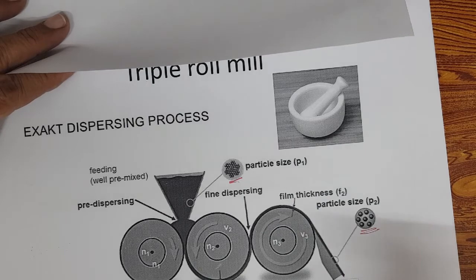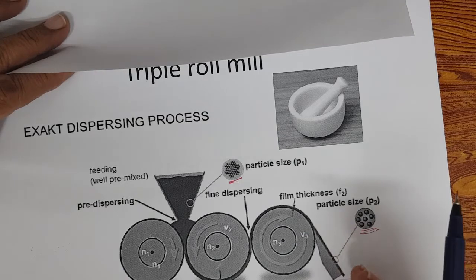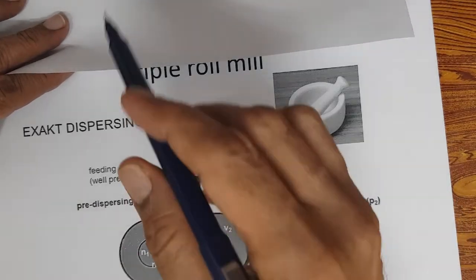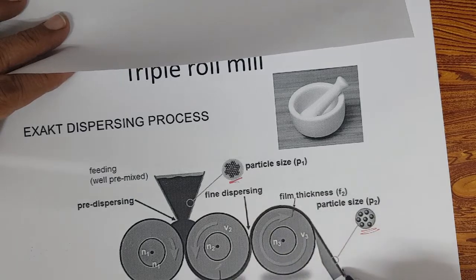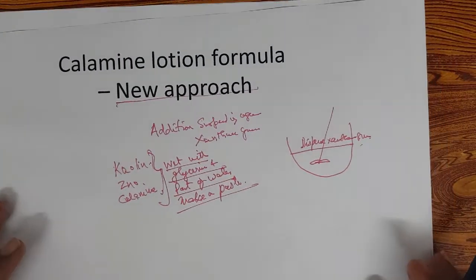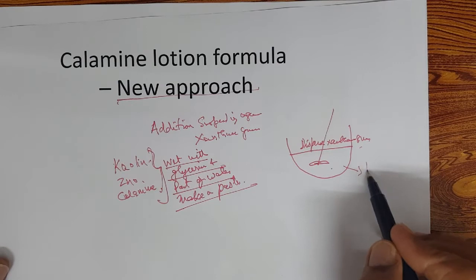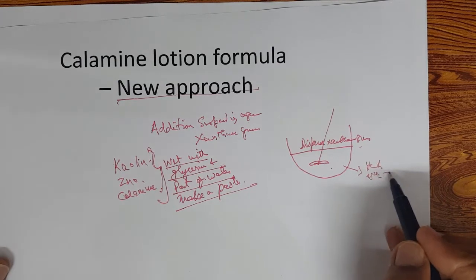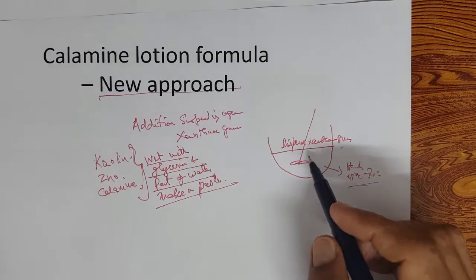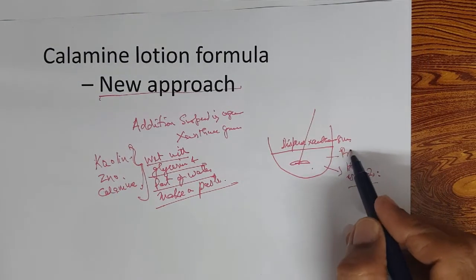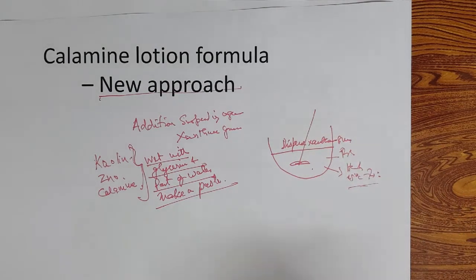Particle size reduces. Not only that, it blends well, kaolin, zinc oxide, calamine, and the glycerin wetting happens, the glycerin coating happens very effectively. And you run the paste you formed through the triple mill, and then that paste you add to the dispersion, right? Water, xanthan gum dispersion, you can heat it to 65-70 degrees or a little more. So you can add preservative here, then later blend it well in this.